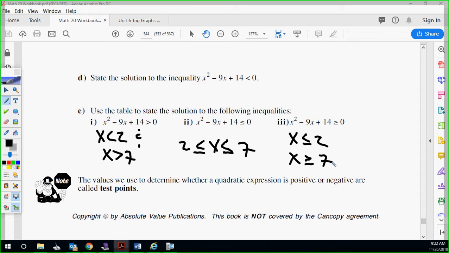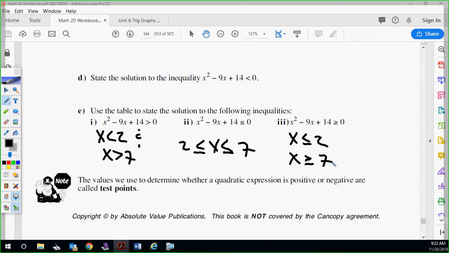The values we use to determine whether a quadratic expression is positive or negative, we call those test points. So you can just test any point. You can do that with the shading too. If you're not sure if you shaded the right section, you can try something in where you shaded to see if it works.